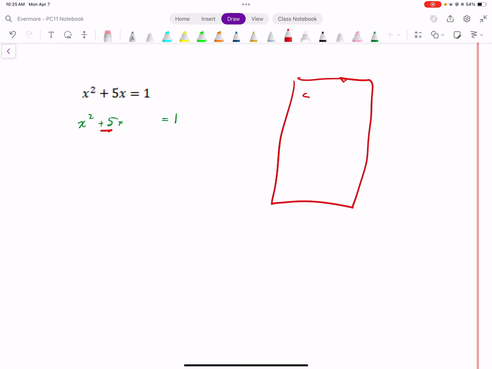So to complete the square, I need to take that coefficient, divide it by 2, and square it. Now 5 over 2 squared is 25 over 4. Now recall when you square a fraction, you square the top and you square the bottom. So I'm going to add 25 over 4 to both sides. Now right about now, people start getting quite concerned. But here, it's the same step, complete the square.